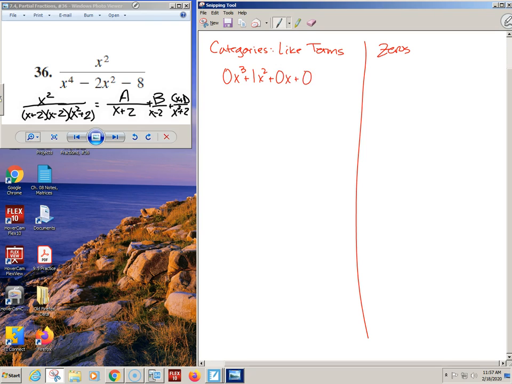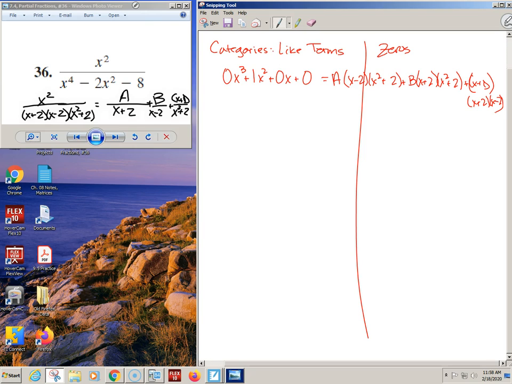Because technically, all of these terms are involved when I do all this multiplying. When I multiply, I get a times all the other denominators. I get b times all the other denominators. And I get cx plus d, sadly, times all the denominators.